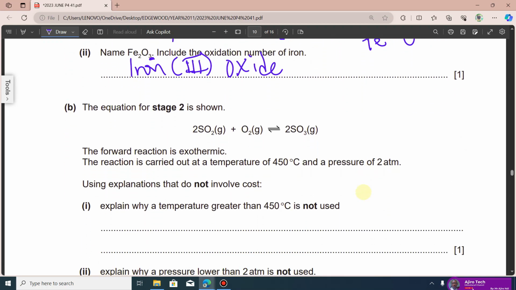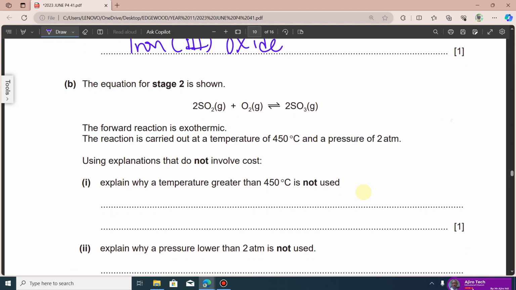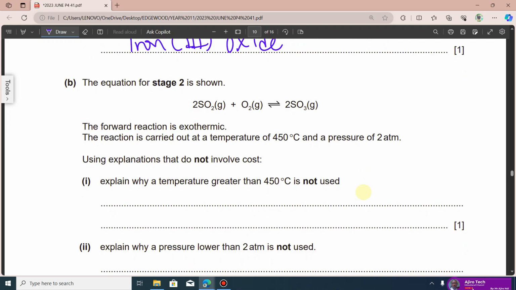Now the equation for stage 2 is shown here. The forward reaction is exothermic, that's a negative enthalpy. The reaction is carried out at a temperature of 450 degrees Celsius and a pressure of 2 atm. Using explanations that do not involve cost, explain why a temperature greater than 450 degrees is not used. Okay, why didn't we use a temperature greater than 450 degrees Celsius? So that it doesn't affect the yield of the SO3 that is produced.